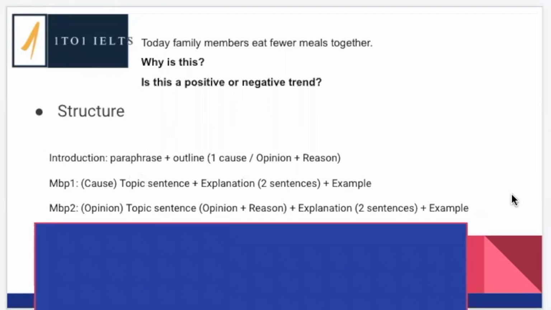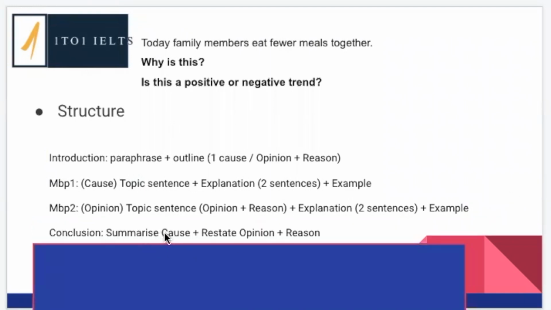Then we have our conclusion. What should the conclusion look like? We're going to summarize the cause. So we summarize this idea. We don't need to summarize the explanation. We don't need to summarize the example. We're just summarizing the cause. Then we go to the next body paragraph. We restate our opinion and we restate our reason.